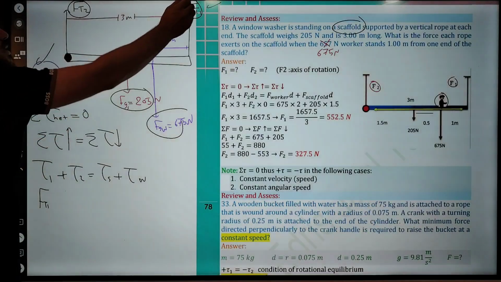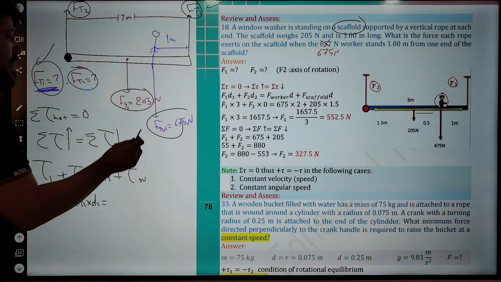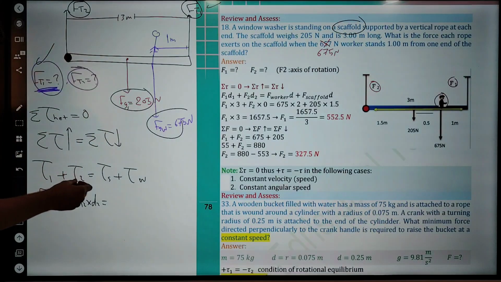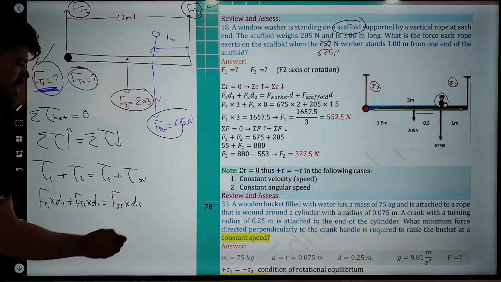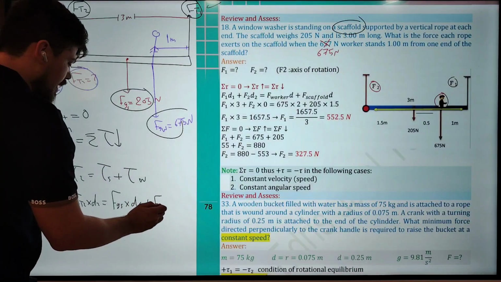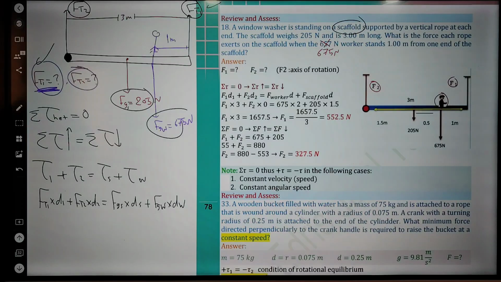So according to the equation, torque is equal to Ft1, this torque, times d1, plus Ft2 times d2, is equal to the torque of the scaffold, which is rotating clockwise, Fg scaffold times the distance of the scaffold from the axis of rotation, plus Fg worker times the distance of the worker from the axis of rotation. What is this? This is Ft1. What do we mean by d1?